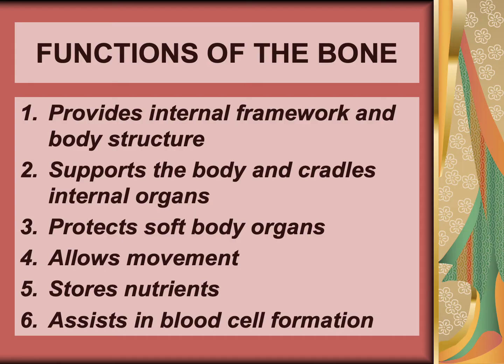Fifth, it stores nutrients, fats. They are stored inside marrows. Also, the minerals calcium and phosphorus are in our bones. But remember that calcium must also be present in the blood for nerve impulse, for muscle contraction, and for blood clotting. And the bones also assist in blood cell formation. This is hematopoiesis, happening in the marrow also.